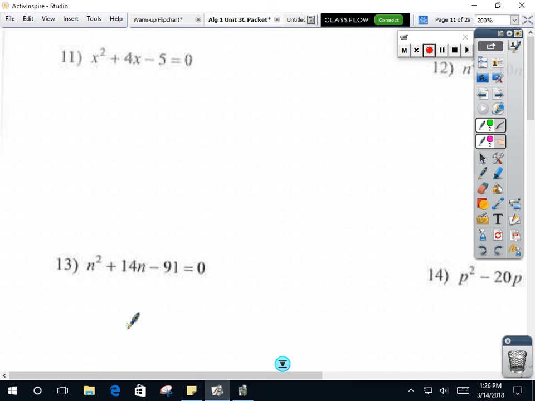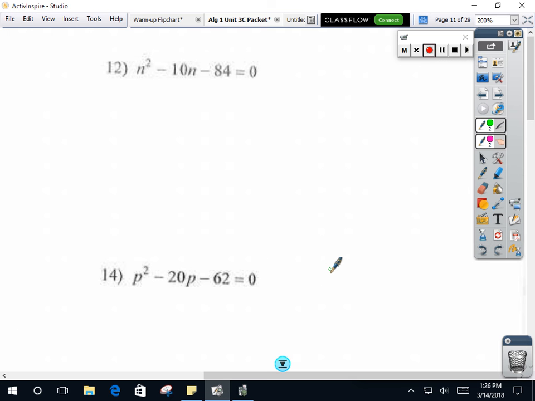You were supposed to do the odds for homework, so now I'm going to do the evens. The first thing you should do is what? Be factored. Are there two numbers that multiply to make a negative 84 and add to make a negative 10? No. So that means we're going to have to use complete the square to solve this problem. So what do we do first? Correct. This 84 needs to be added to the other side. So now I have n squared minus 10n equals 84.